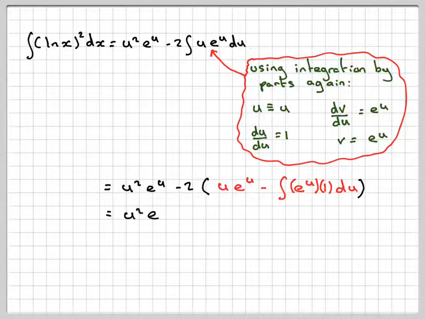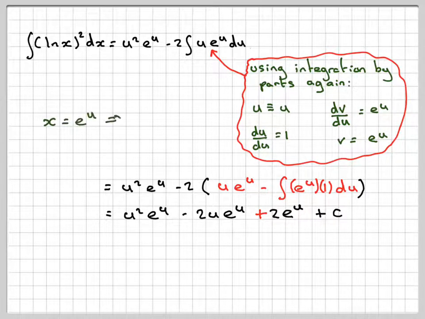And then if we carry it on, we got u squared e to the u minus 2u e to the u, and a minus times a minus will make a plus 2e to the u. If you integrate e to the u, you just get e to the u plus c.